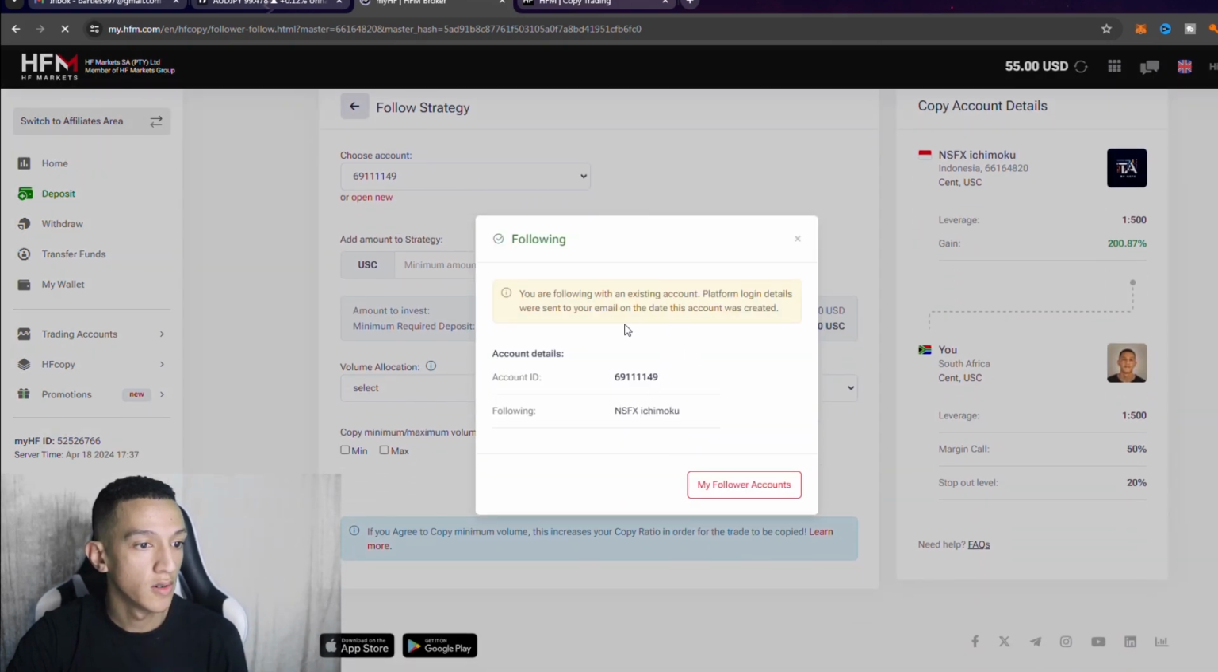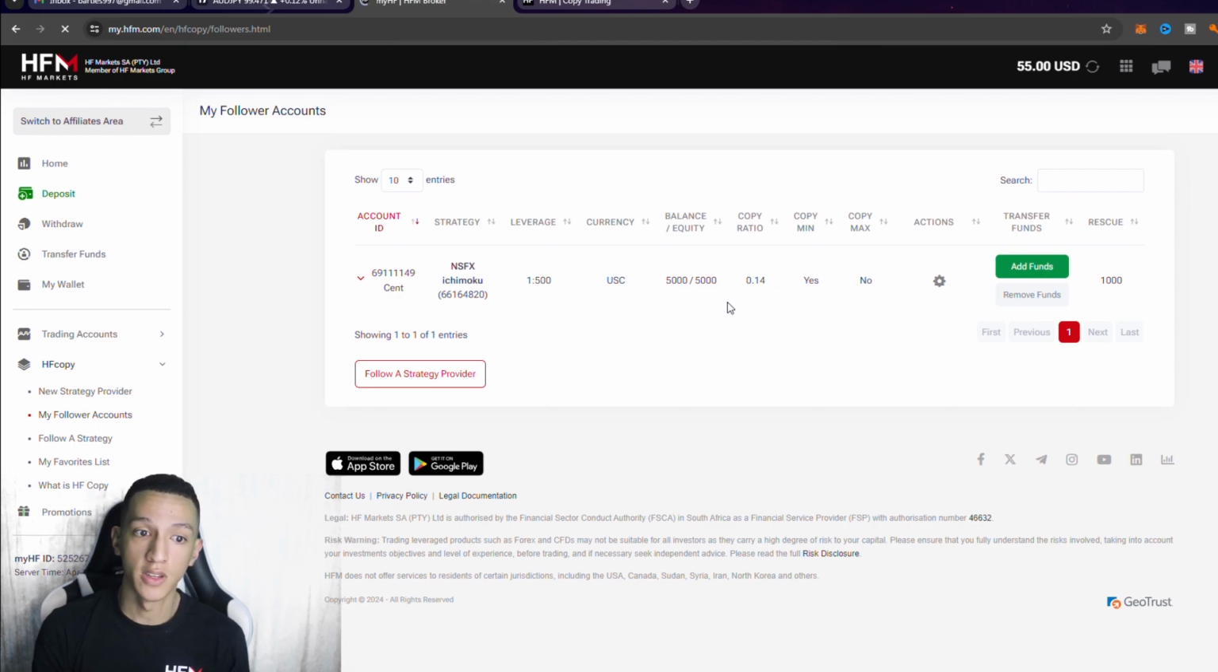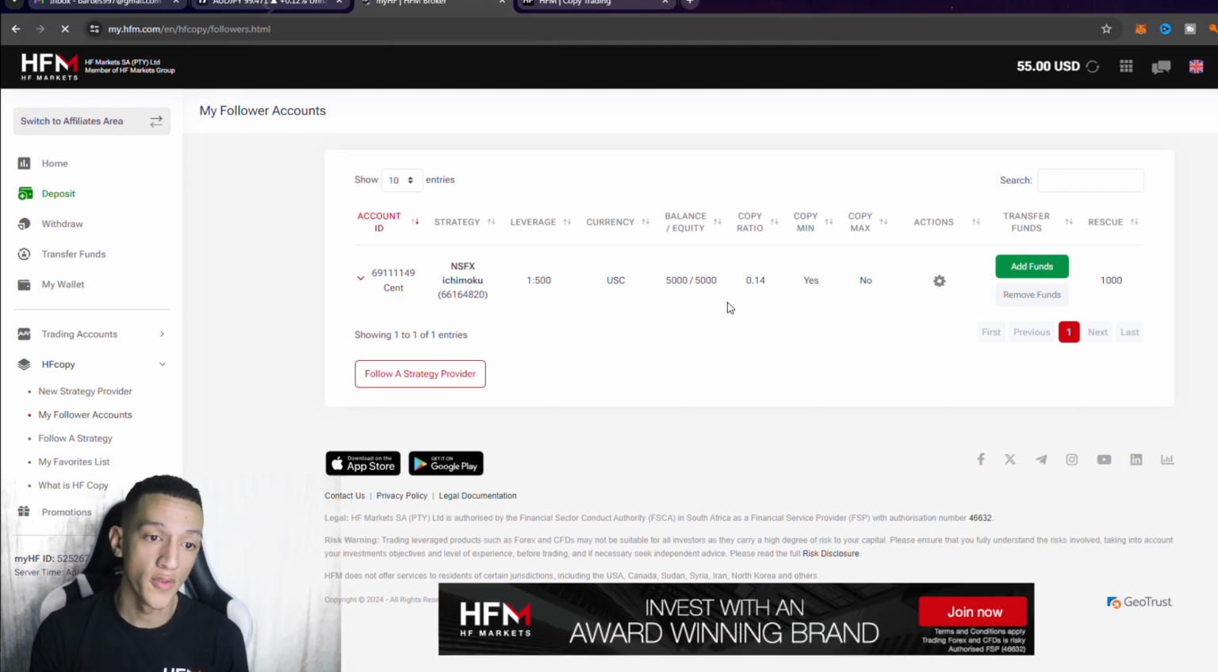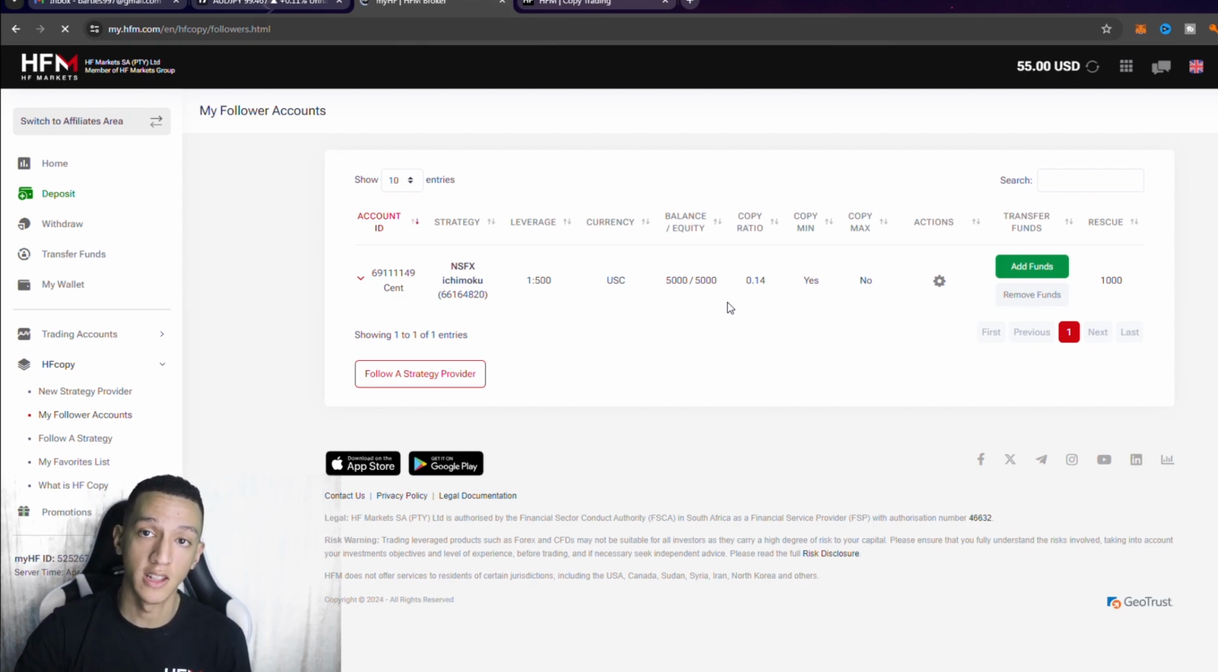So once again, you are following the existing account. Please press login details to send your email for the account created. So we just go back. As we can see, it creates a copy trading account that will be sent by email. This is where the trader will trade with this account, and this is where you can keep track of your profits and losses. So everything is set up from the HFM part. They will copy all the trades that the copy trader does, and you can keep up with them and make sure of their track record. And that is copy trading.